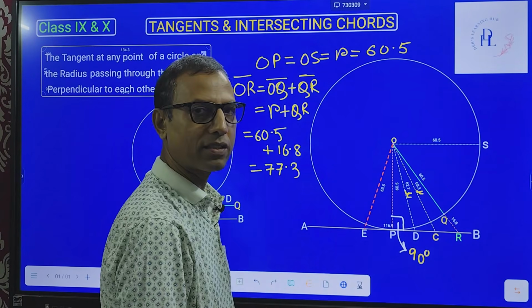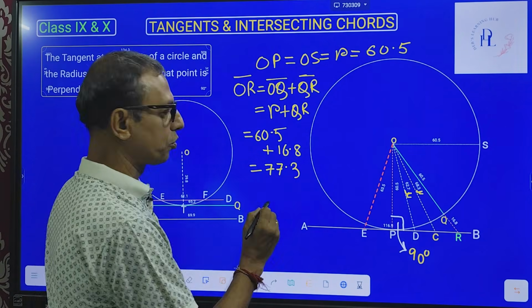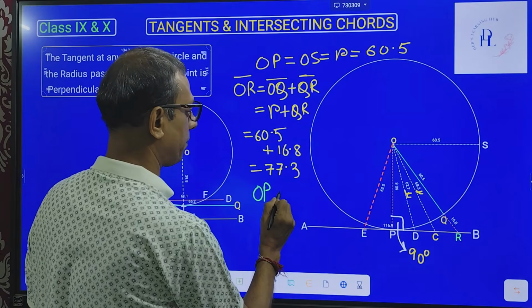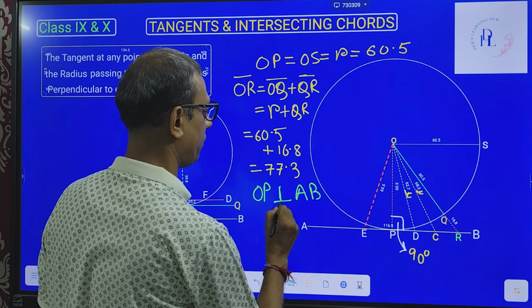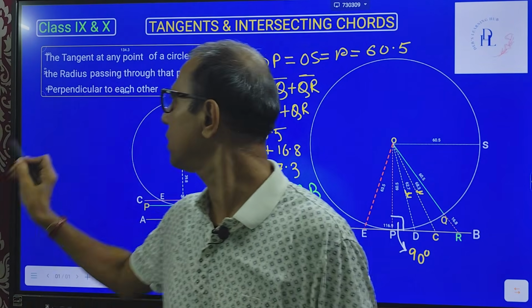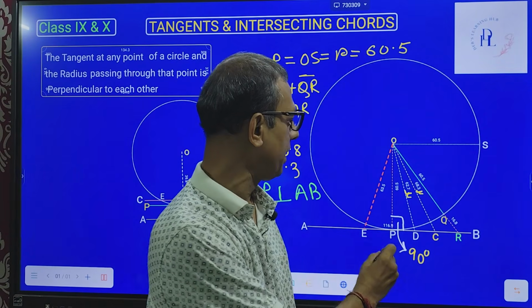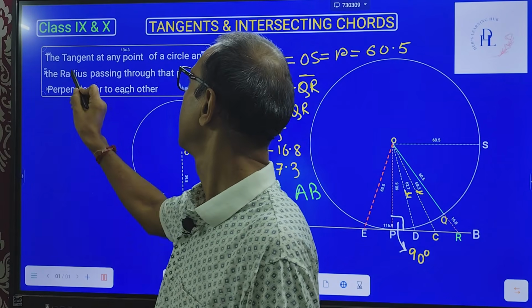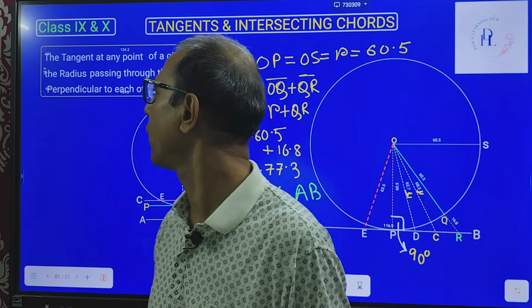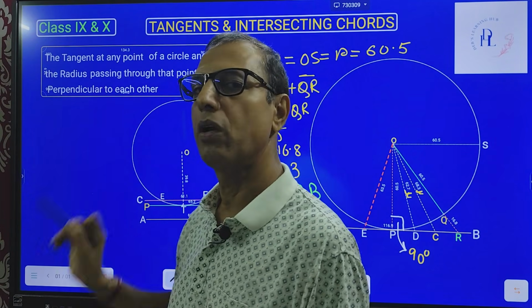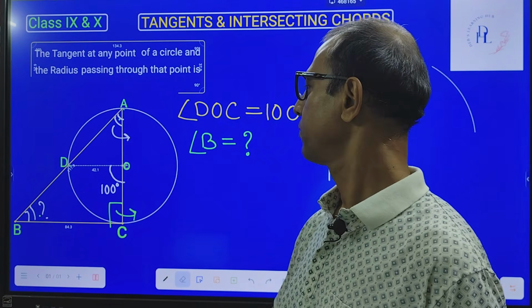If this is the shortest distance, that means this angle is 90 degrees, because this is the perpendicular distance. So that means OP is perpendicular to AB. OP perpendicular AB. This is very, very important. So this is the theorem: the tangent at any point of a circle, point P here, and the radius passing through that point, radius OP, are perpendicular to each other. Got it? So now look into this problem.